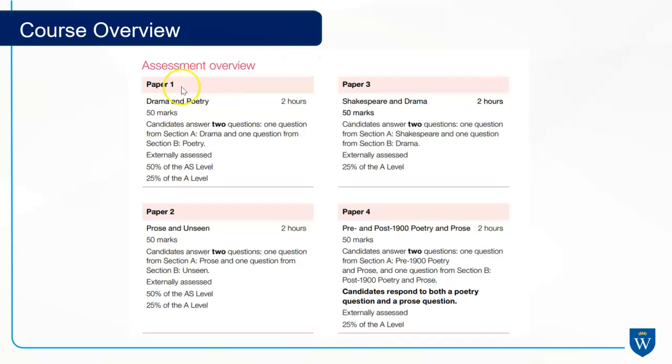Paper 1 is focused on drama and poetry. Paper 2 is prose, which is a novel, and unseen poetry. That is covered in year 12. And then as we move into year 13, we have Shakespeare and drama. And then lastly, pre and post 1900 poetry and prose.